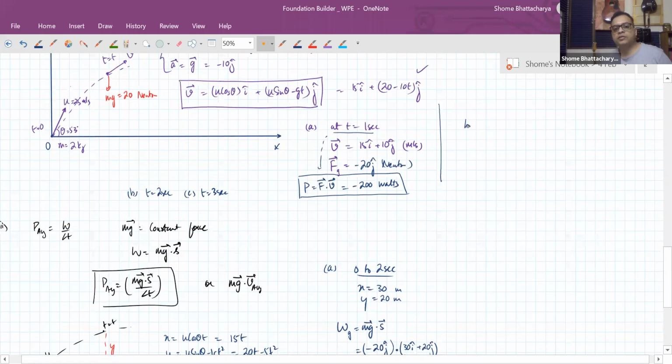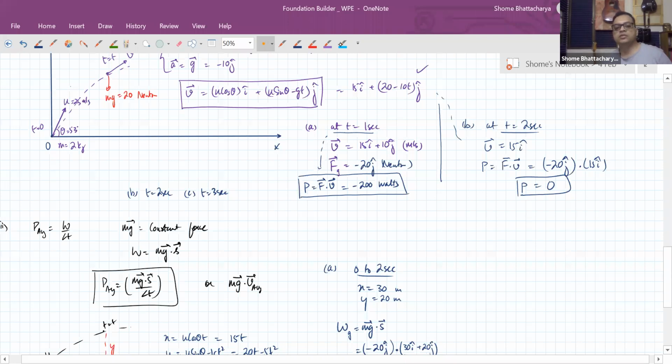So for the B part, at t equal to 2 seconds, you can see that the instantaneous velocity is just becoming 15 I cap. The y component is becoming 0. From this you can see the power is going to be 0 because velocity and force are perpendicular to each other. So at 2 seconds it is 0.